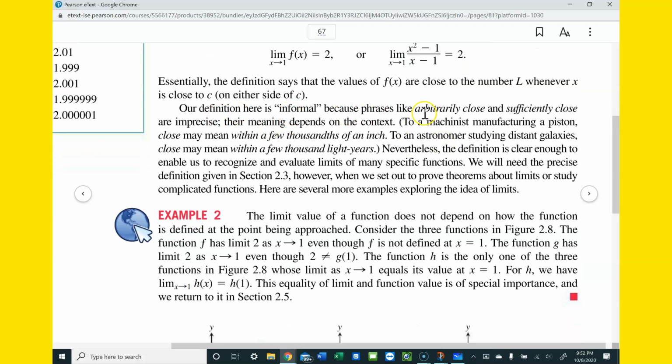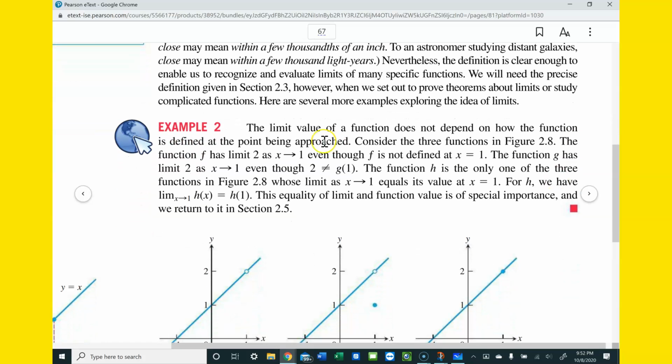Our definition here is informal because phrases like arbitrarily close and sufficiently close, or closer than you can imagine, are imprecise. Their meaning depends on the context. To a machinist manufacturing a piston, close may mean within a few thousandths of an inch. To an astronomer studying distant galaxies, close may mean within a few thousand light years. So it depends on your context of what you conceive of as close. Nevertheless, the definition is clear enough to enable us to recognize and evaluate limits of many specific functions. We will need the precise definition given in the next section, 2.3, however, when we set out to prove theorems about limits or study complicated functions.